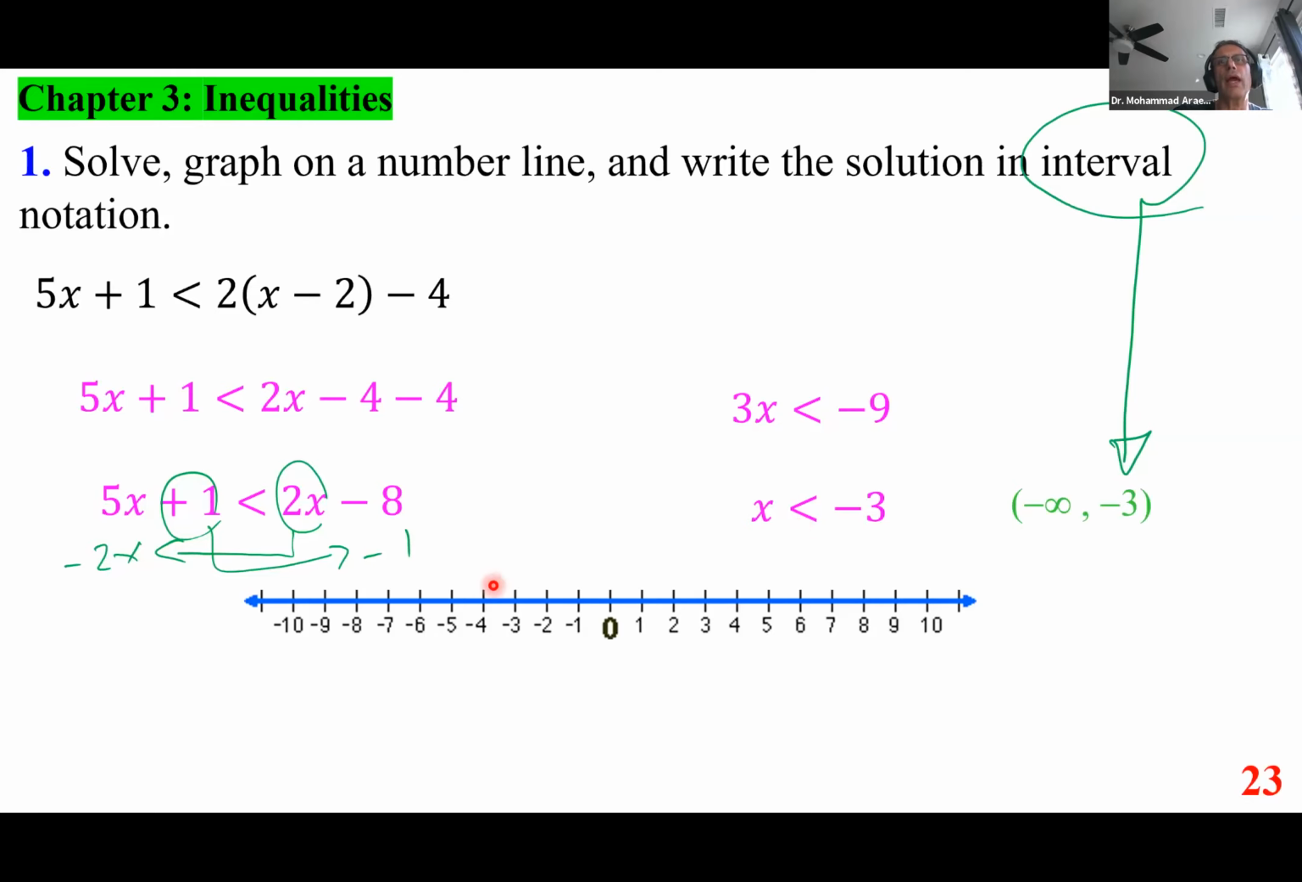And so in order to graph it on a number line, we pinpoint -3 all the way to -infinity. Now, since -3 is not included, you have a choice. You can put a hole there or you can put a parenthesis. Either way is fine. Don't mix things up. So we put a parenthesis at -3 and all the way to -infinity is the answer.